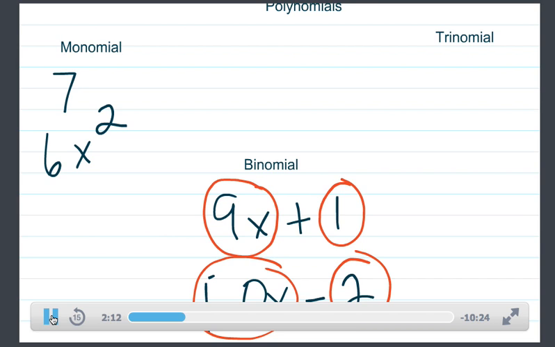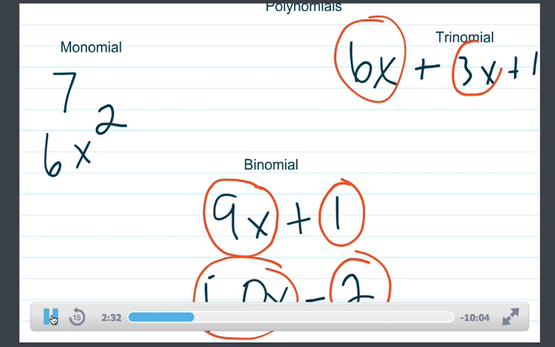Polynomials also come in trinomials. For example, 6x plus 3x plus 1 is a trinomial because it has three separate terms. 1, 2, and 3.